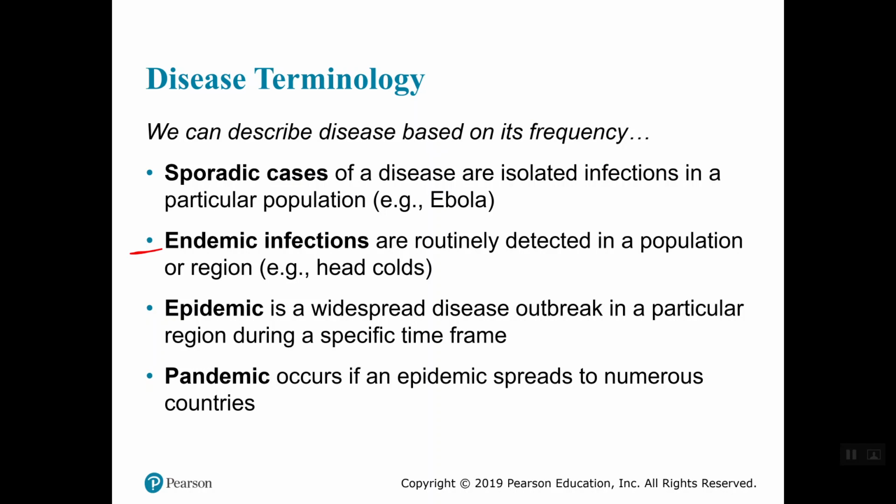A pandemic is a little bit different than an epidemic. It occurs if an epidemic spreads to numerous countries. So several years ago, we saw a little bit of a pandemic occur with the flu virus. There are different strains of flu that can spread, and a lot of times these pandemics are going to be diseases that are highly contagious, and not super debilitating, so that individuals can still travel.